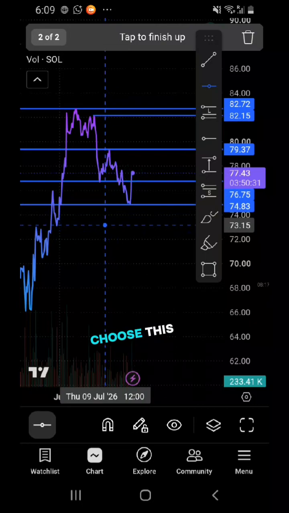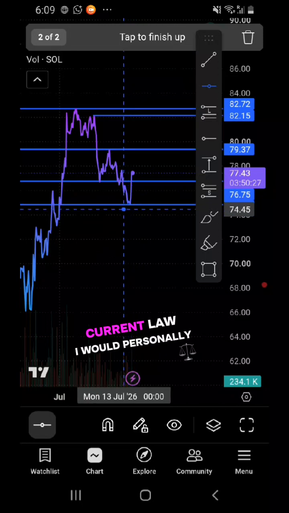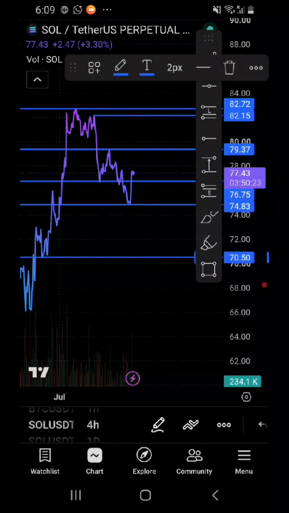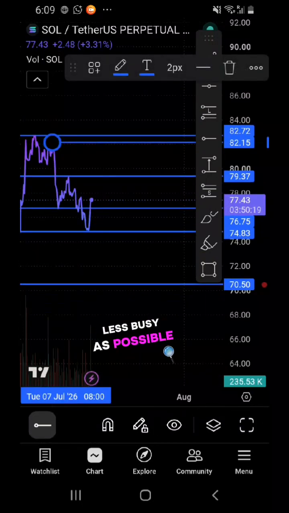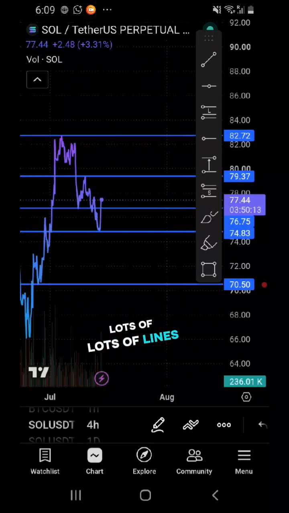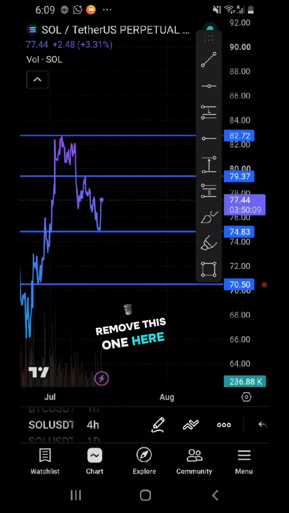I know some would choose this, but because it is so close to our current low, I would personally choose this. Remember, you have to keep your chart as less busy as possible. Don't decorate it with lots of lines. Please don't. And because of that, I may have to remove this one here, because we need to keep our chart as clean as possible. The cleaner the chart, the easier it is for you to analyze the charts.